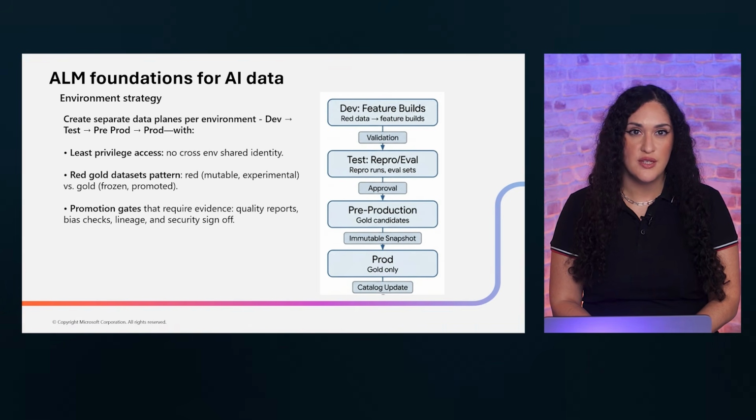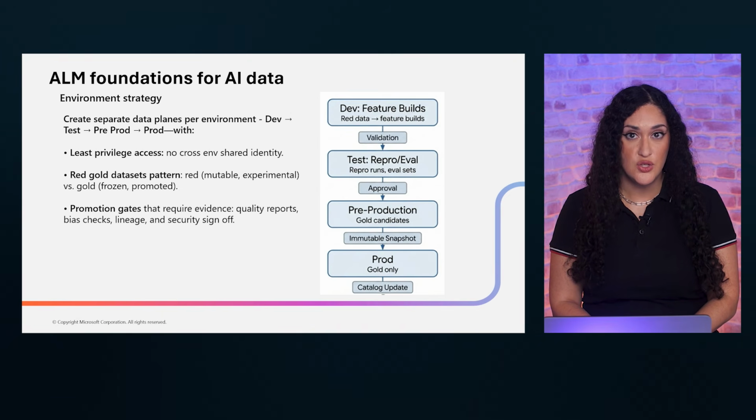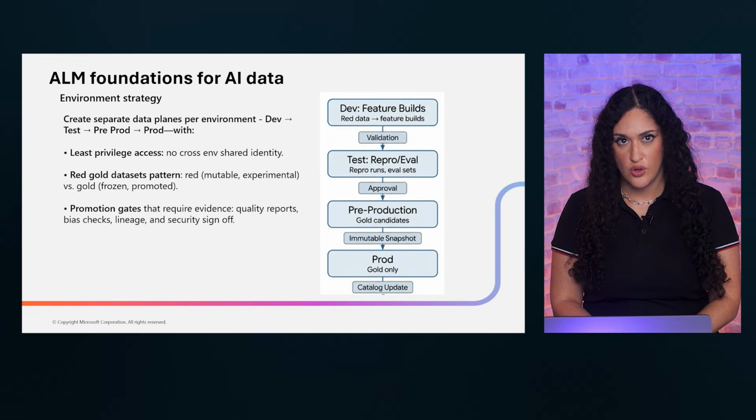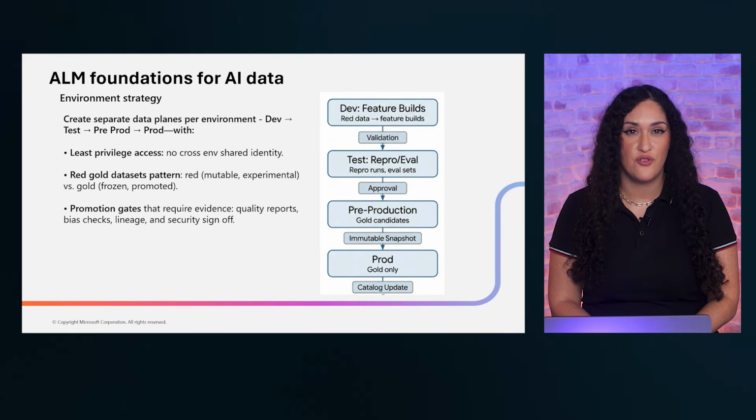Every promotion gate between environments requires evidence, including quality reports, bias checks, lineage documentation, and security sign-off. Controls at each gate include validation, approval, immutable snapshot creation, and catalog updates. This separation is what prevents experimental data from contaminating production.